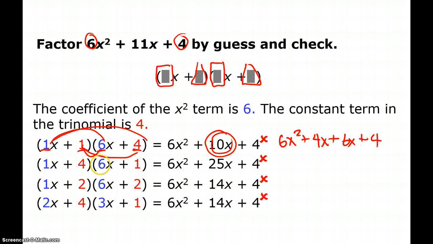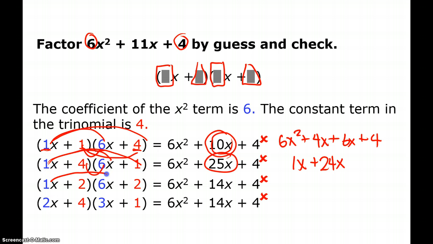We can still leave the 1 times 6, but maybe we flip the 1 and the 4 around to get 4. If I do that, this is still going to give me the 6x squared. That middle term would give me a 1x, and this would give me a 24x. That does not work. So maybe I leave the 6 the same, and maybe I do 2 times 2 instead.